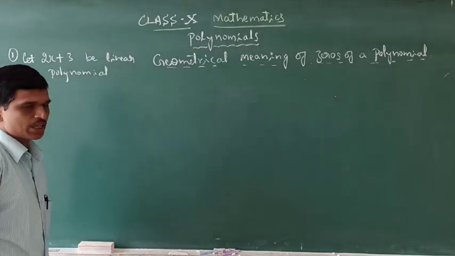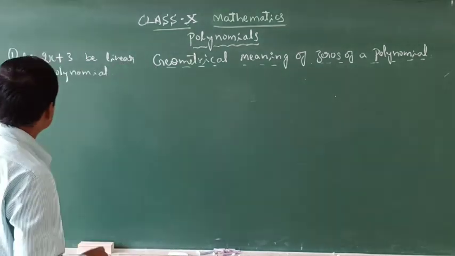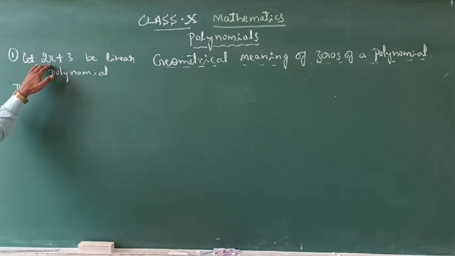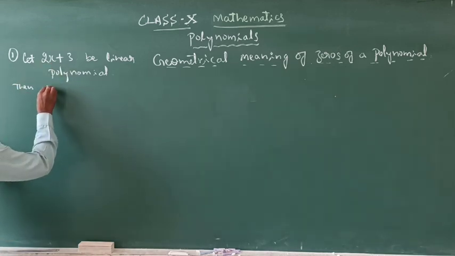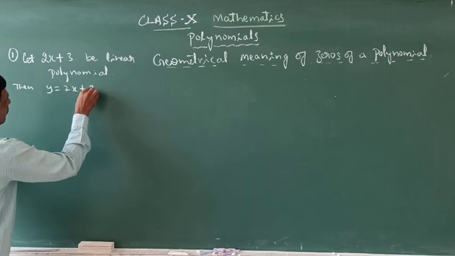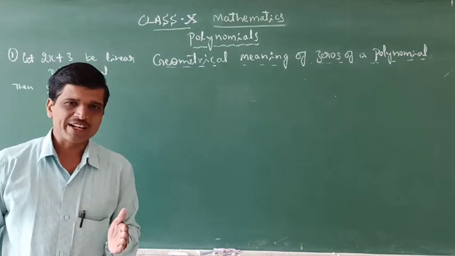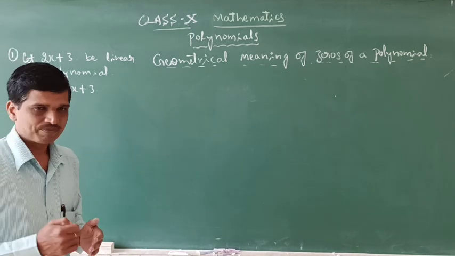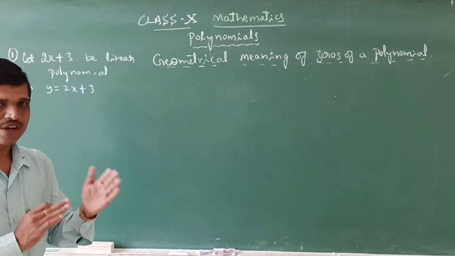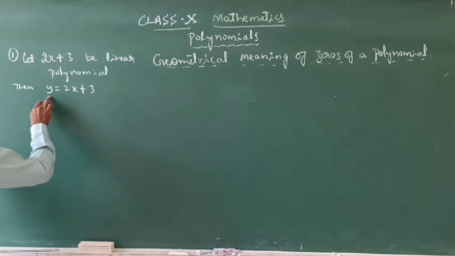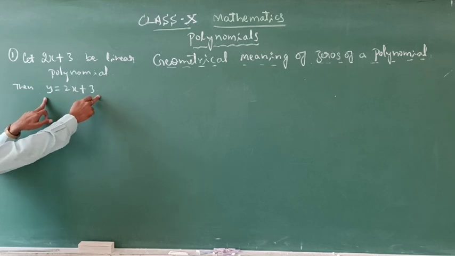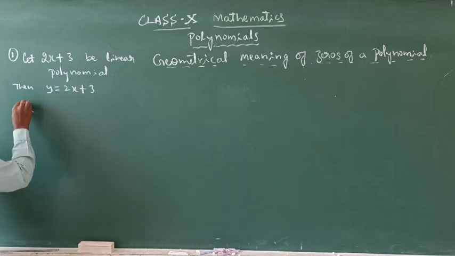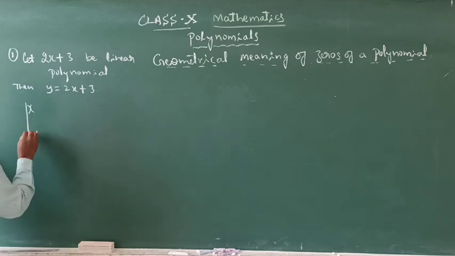Suppose you want to represent this polynomial in a graph, or by the graphical method. Then y is equal to 2x plus 3. The graphical representation uses a planar paper, that is, graph paper, with x and y axes. For graphical representation, you know we need a tabular column with x and y.